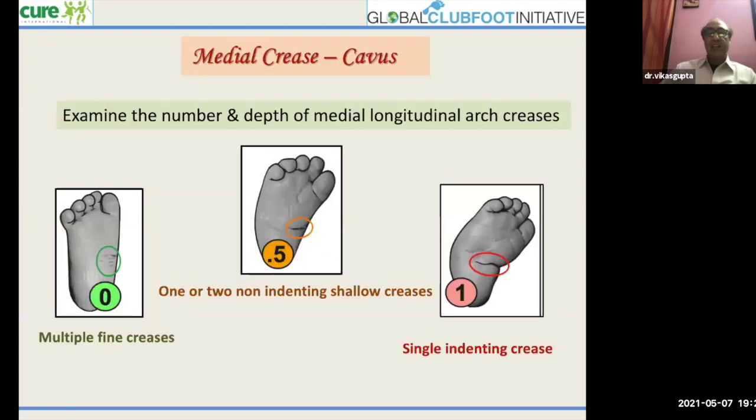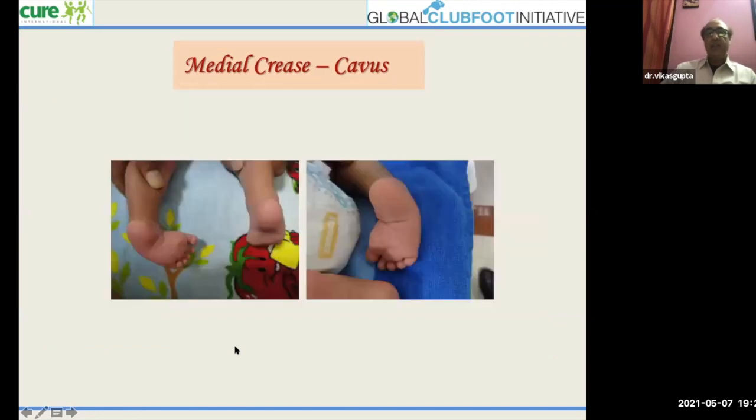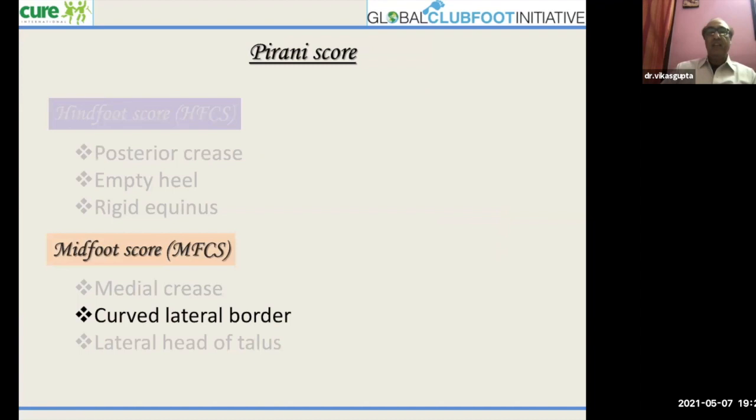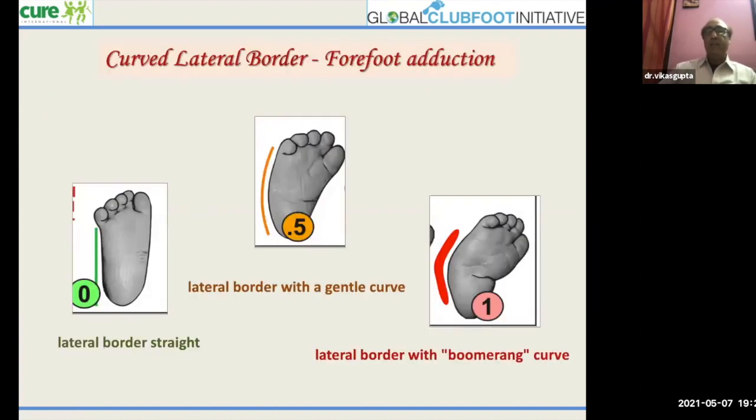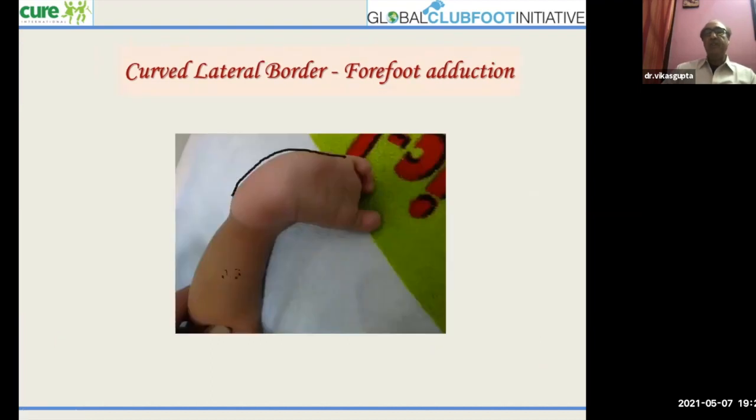Now, the medial crease. Again, if the medial crease is deep and changing the contour of the arch like this, it becomes a 1. 1 or 2 non-indenting creases becomes 0.5, and multiple fine creases, like the posterior multiple fine creases, becomes 0. So what about these examples? It becomes 0.5 on the left, and a deep crease, 1, on the right side. Now the curved lateral border. Remember this like a boomerang curve: sharp curve 1, gentle curve 0.5, and straight lateral border 0. Okay. So this gentle curve becomes 0.5.